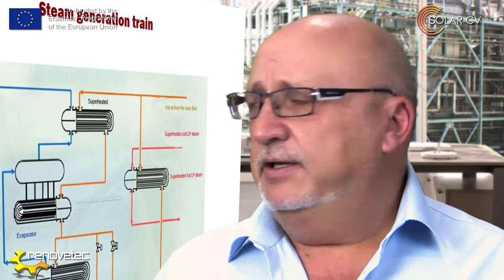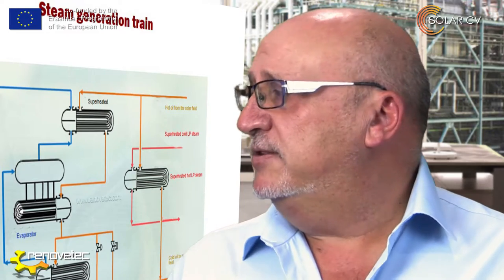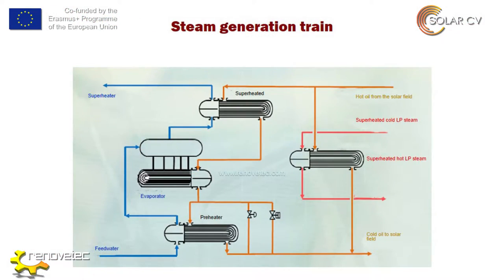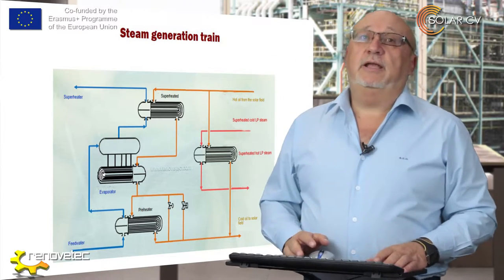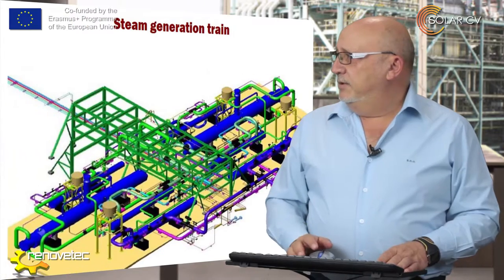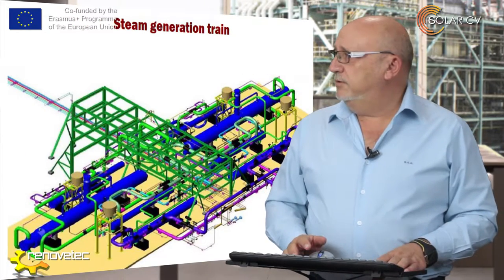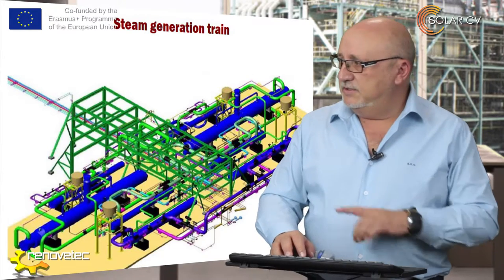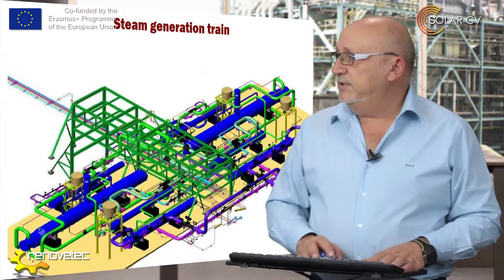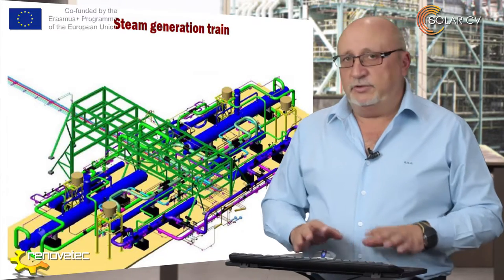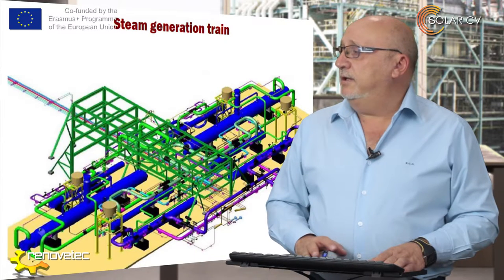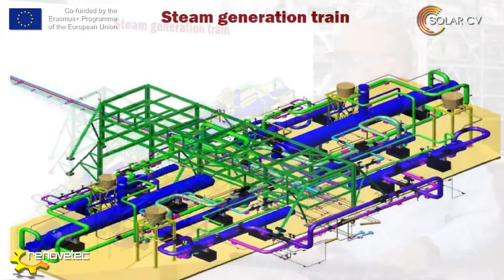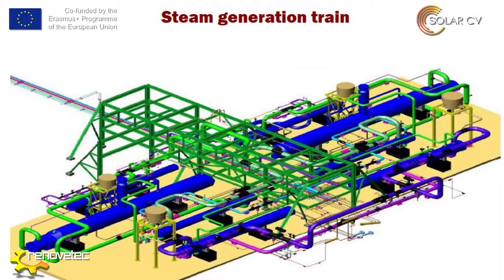The steam generation train is normally composed of four elements: the preheater, evaporator, superheater, and reheater. The water goes in one direction, and the oil goes in the opposite direction. There are several types of steam generation train. We have seen one type in this slide. The evaporator is the element that makes the difference. The evaporator could be one type, or it could be like this one, a kettle type.